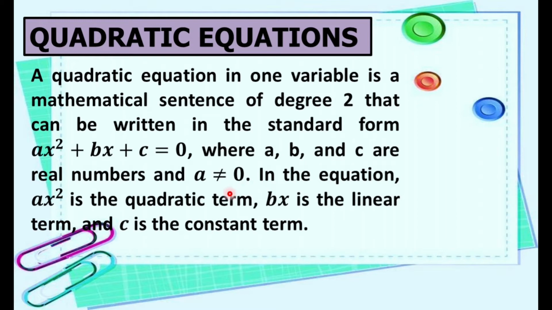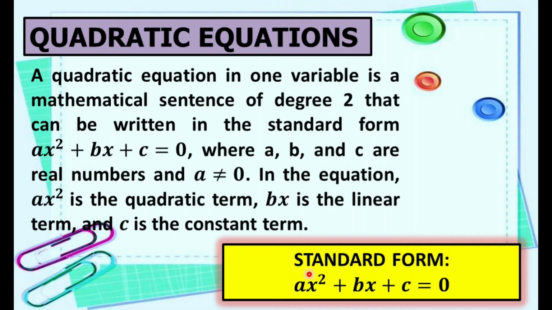Why? Because if a would be equal to 0, the entire quadratic equation will be cancelled. Since there would be no value or coefficient for a, there would be no value also for the quadratic term, and it would just be simply a linear equation. That is why in quadratic equations, a should not be equal to 0. Now, in the equation, ax squared is the quadratic term, bx is the linear term, and c is the constant term.